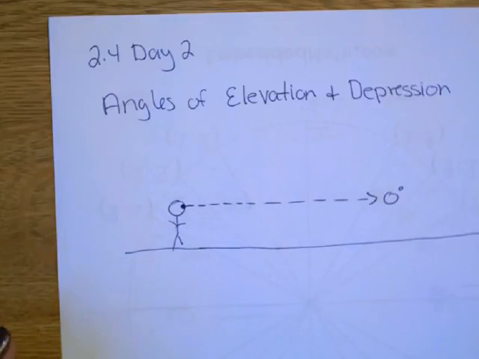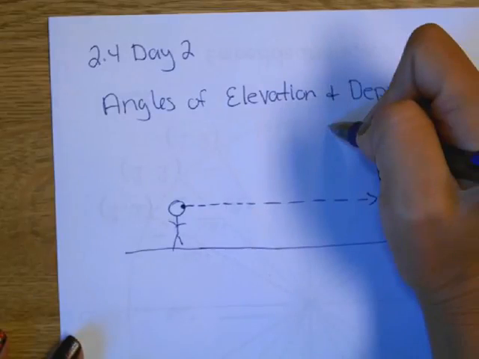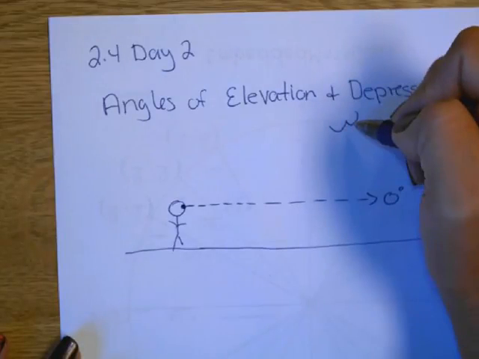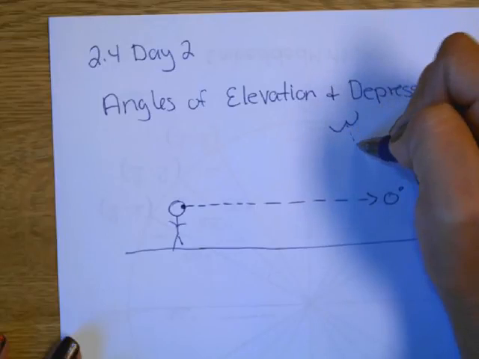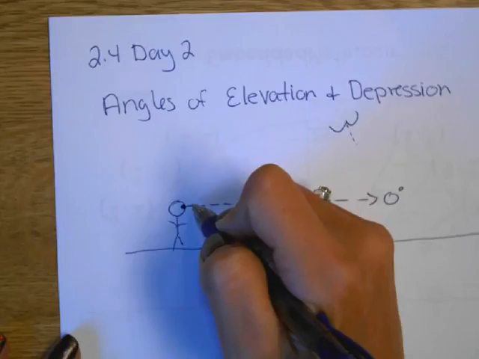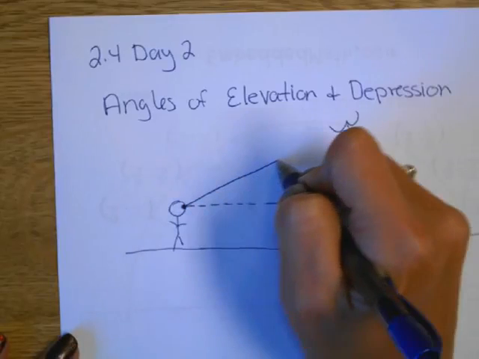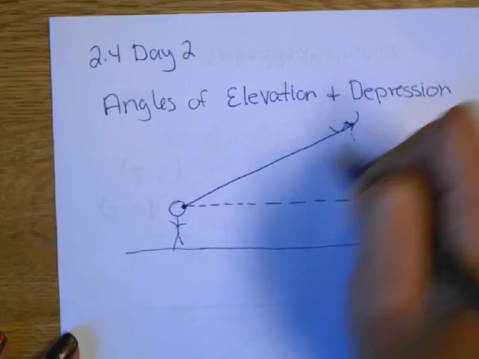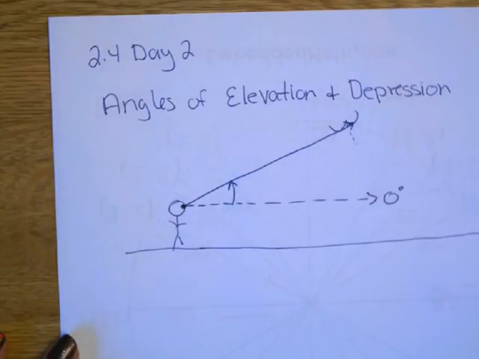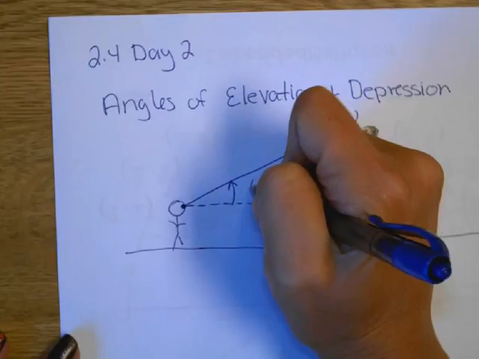So if I look up at something, a beautiful bird in the sky, if I look up, the amount I look up from that horizontal line is my angle of elevation.